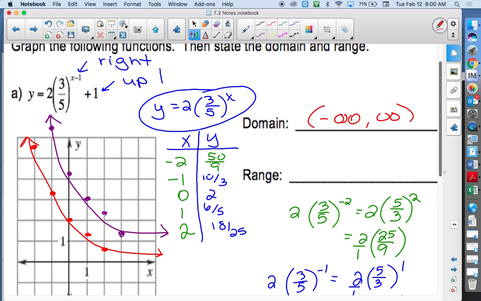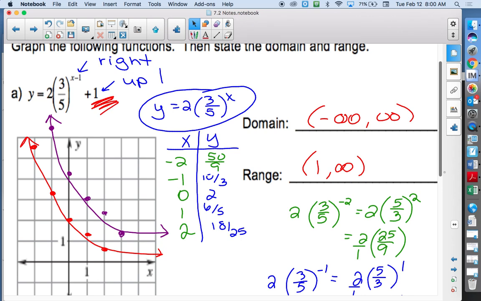And then this time the range, because it's shifted up 1, that range now starts at the place where it's shifting up or down. So anytime a graph shifts up or down, that's what affects the range. So the range starts at 1 now, and it goes to positive infinity. So that value, that's our k value, that's going to affect the range still in these graphs and the graphs that you drew before. Questions?